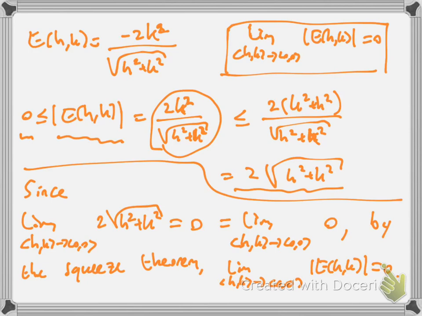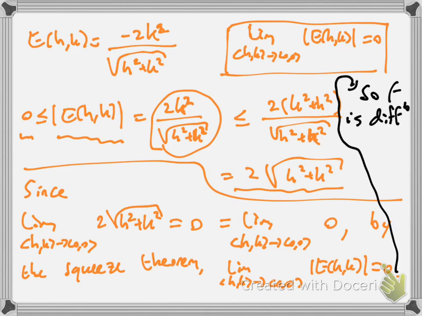Now I'm running a little bit out of space, so let's continue in black. So f is differentiable at the point 8, minus 2, because we verified this with the definition. Okay, so that finishes the proof.